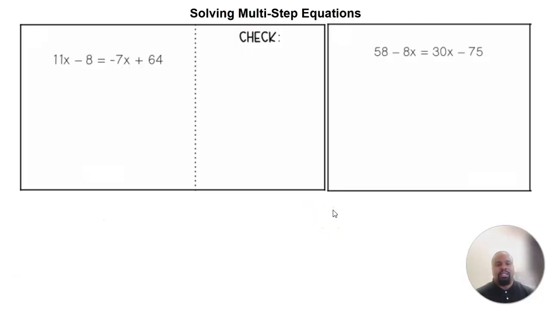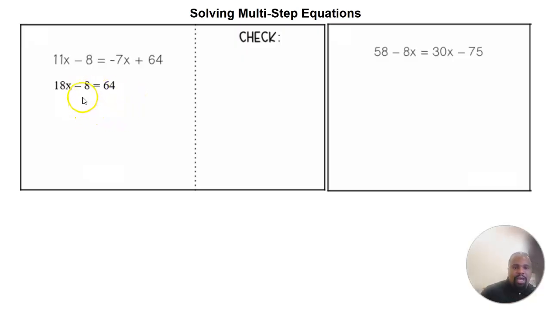All right, let's take a look at this. So notice we got 11x minus 8 equals negative 7x plus 64. All right, we got 11x on the left, negative 7x on the right. Hey, 7 is less than 11. So we'll bring 7x over to the left side of the equal sign. So we're going to do the inverse operation. We're going to add. So 11x and 7x is 18x. So 18x minus 8 equals 64.